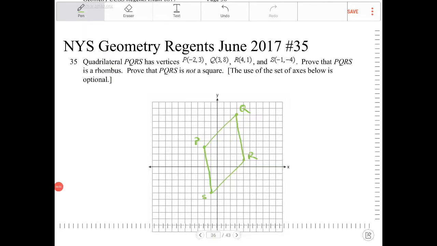Quadrilateral PQRS has vertices P (-2, 3), Q (3, 8), R (4, 1), S (-1, -4). Prove that PQRS is a rhombus. Prove that PQRS is not a square.